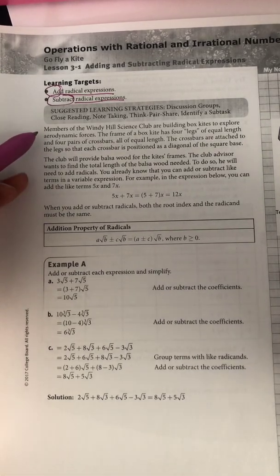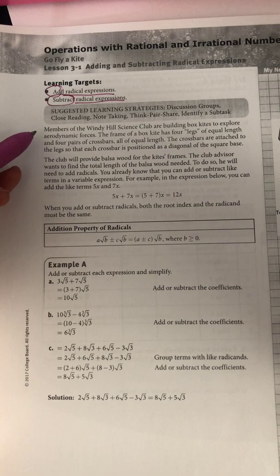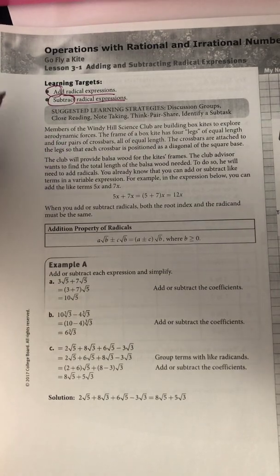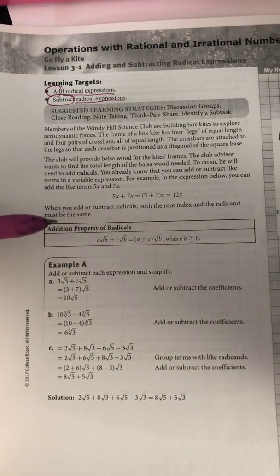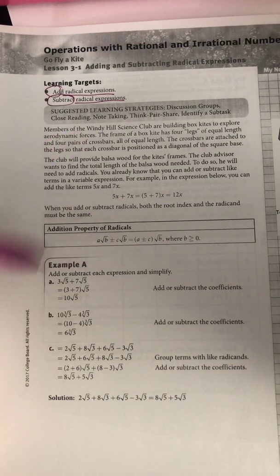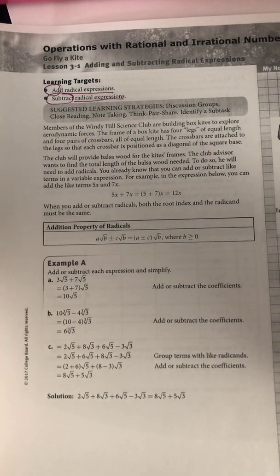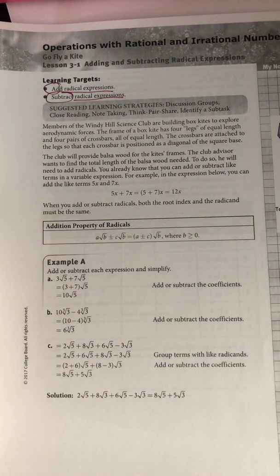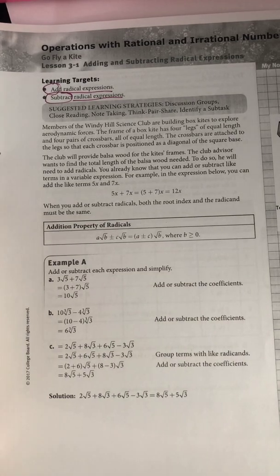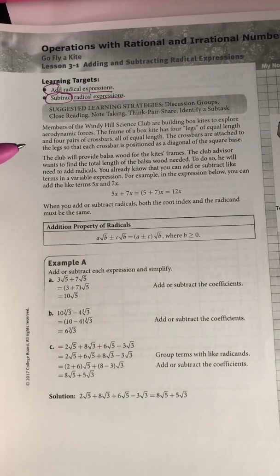It says members of the Windy Hill Science Club are building box kites to explore aerodynamic forces. The frame of a box kite has 4 legs of equal length and 4 pairs of crossbars, all of equal length. The crossbars are attached to the legs so that each crossbar is positioned as a diagonal of the square base. The club will provide balsa wood for the kite's frames. The club advisor wants to find the total length of the balsa wood needed. To do so, he will need to add radicals.